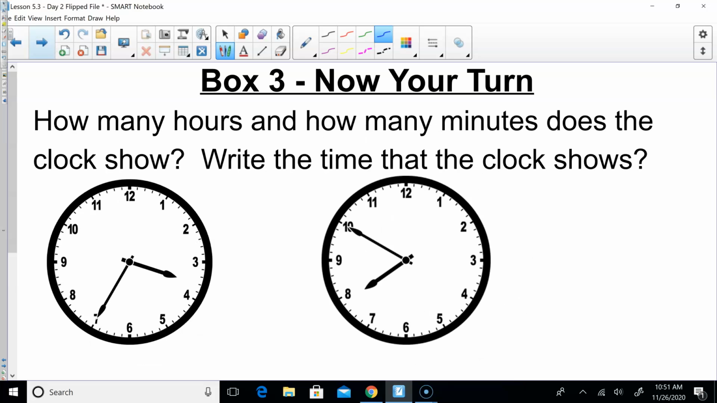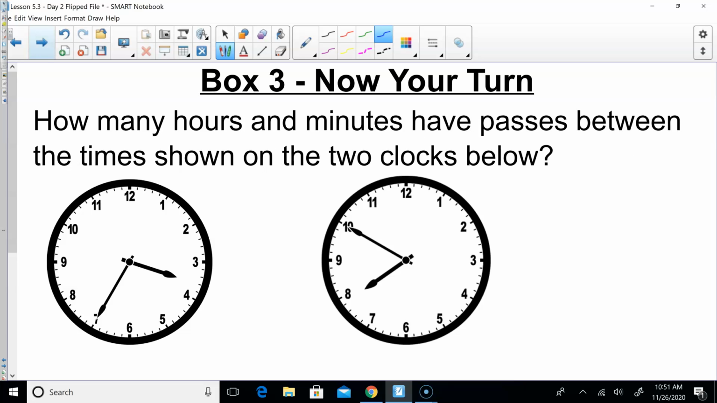The next problem, how many hours and minutes does the clock show? Write the time that the clock shows as we learn about time and how to read the clocks. And that same one from that, use that same information right now and tell me how many hours and how many minutes have passed between the times shown on the two clocks. You could use our strategy of using the timeline, or you can also use a subtraction. Use what method works best for you.